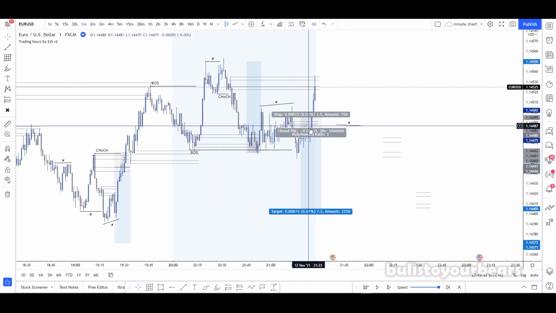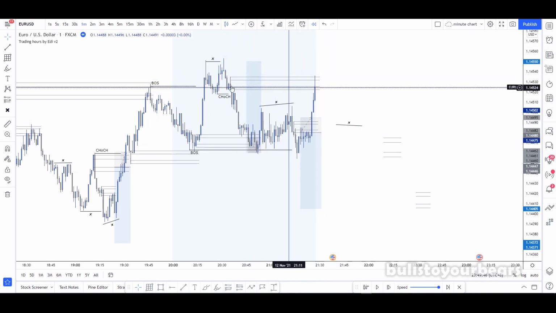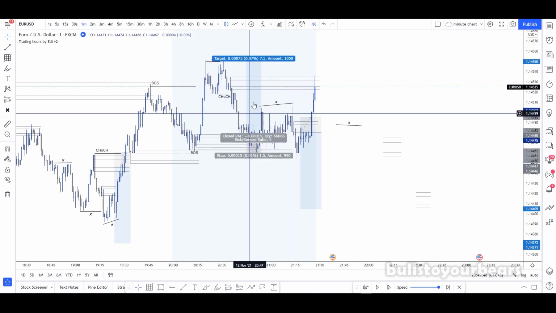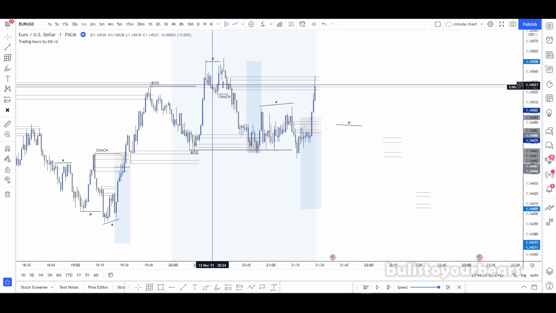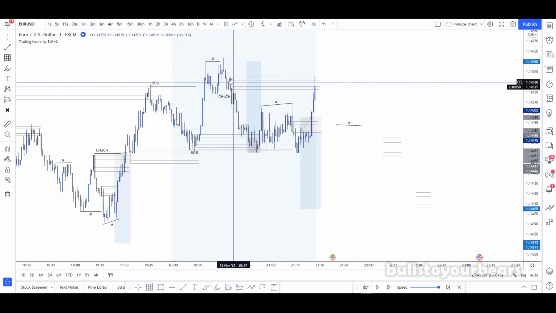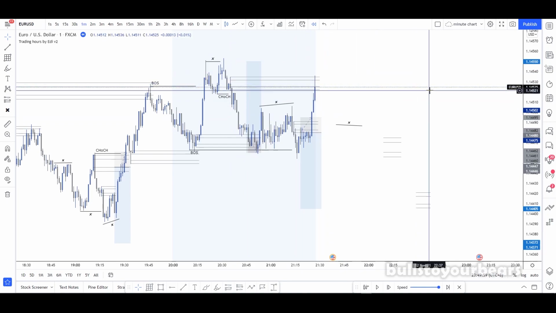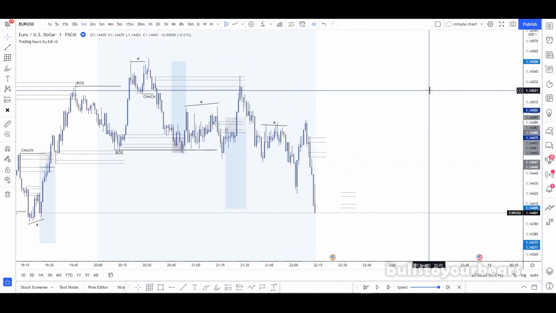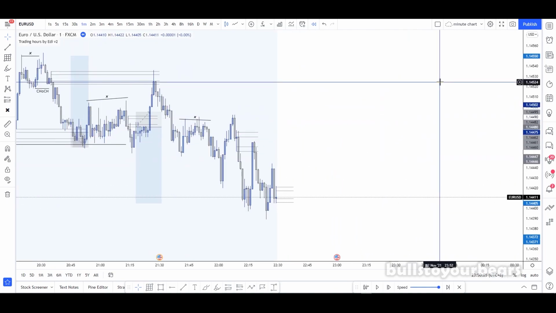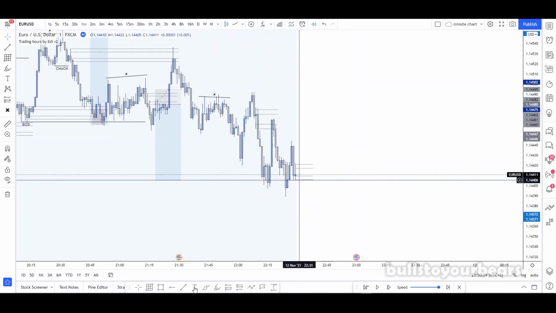We see a little bit of reaction, and then we see a violation of this area, this original extreme. All of this becomes liquidity, and this is the demand zone that failed. This is the supply zone that took out the demand zone. Then we have a reaction off here, and then it goes lower, right?